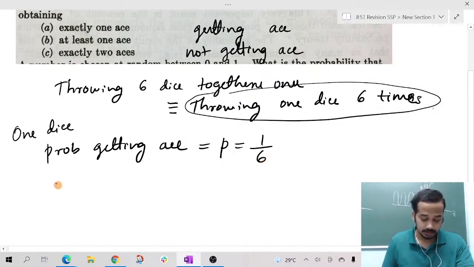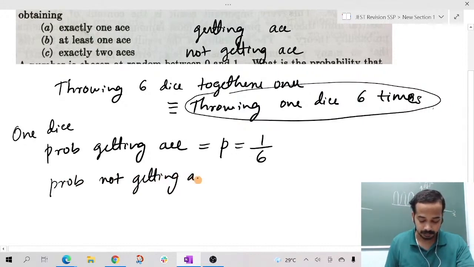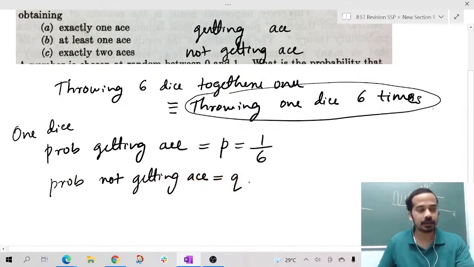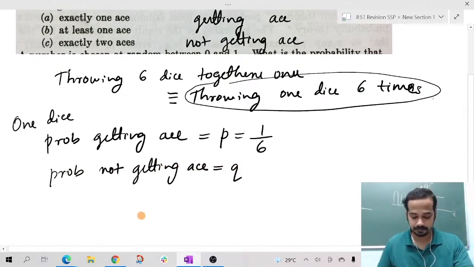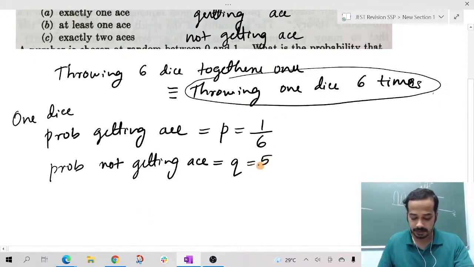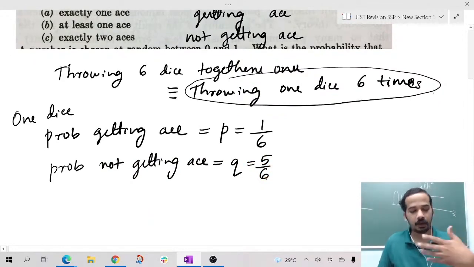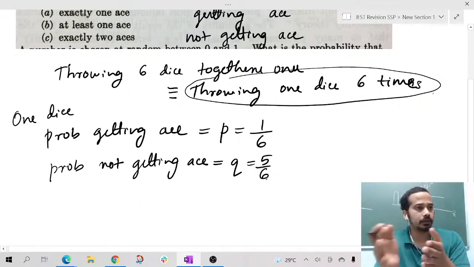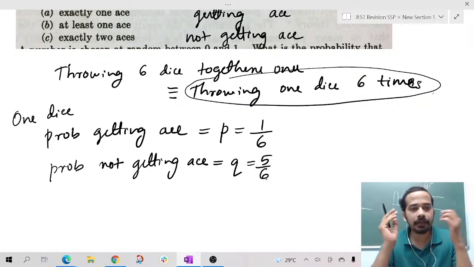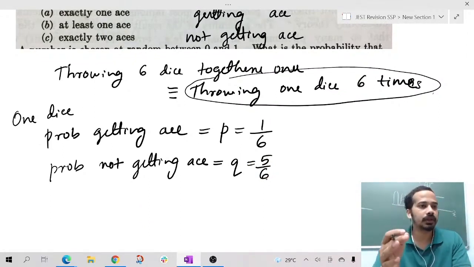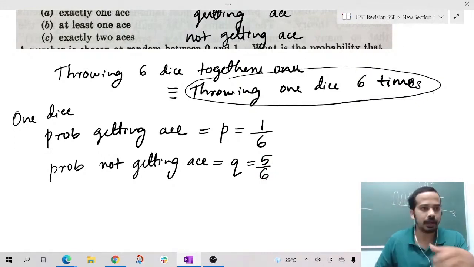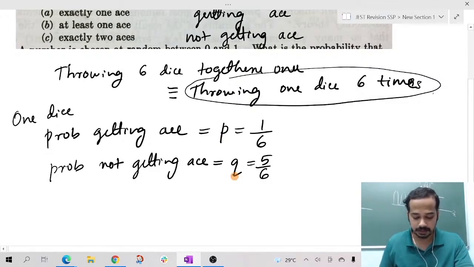Can I write like this? Similarly, probability of not getting ace, what is this one? Let me call that failure. 5/6. Am I right? Probability of not getting ace means, suppose if ace is equal to 1, I'm asking about probability of getting 2, 3, 4, 5, 6. That's equal to 5/6. Is that okay? So now let me call this one P, other one Q.